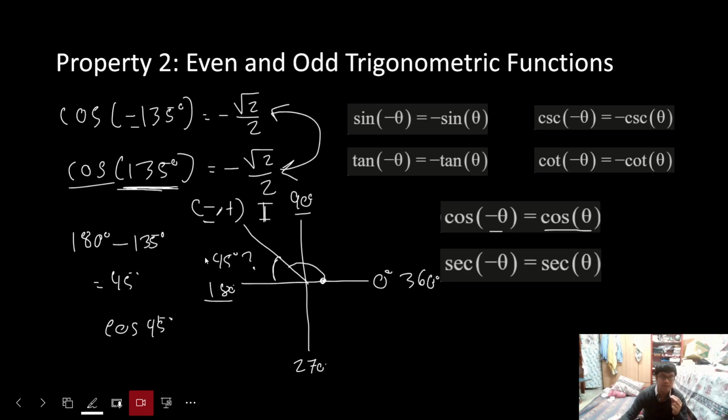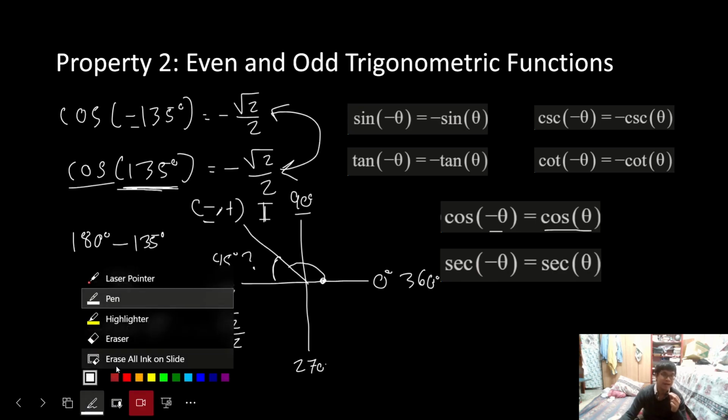And we use cosine to find our x if we have a given angle. So therefore, this is negative. So what is cosine of 45 degrees? It's square root of 2 all over 2. Okay? That's it. So basically that's it. This is just additional information in case you're having a hard time finding the value of a given function.